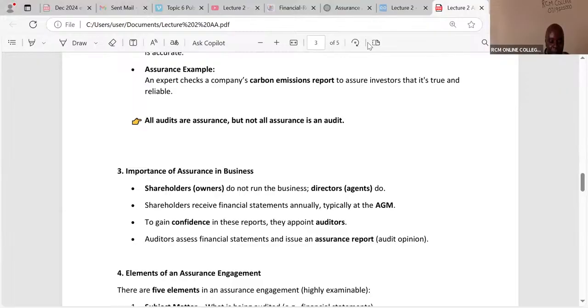Great, great. And then here, we are given the importance of assurance. Why would you want these assurances to be done? And remember, audit is part of this assurance. So shareholders, owners do not run the business. Who does? It is the directors. So directors are agents. Shareholders receive financial statements annually, typically at the AGM. To gain confidence in these reports, they must appoint auditors. Auditors assess financial statements and issue an assurance report. What is that known as? An audit opinion.